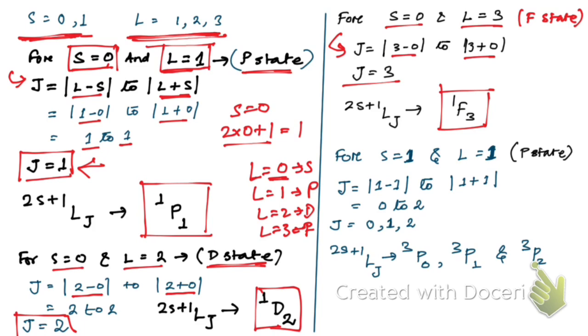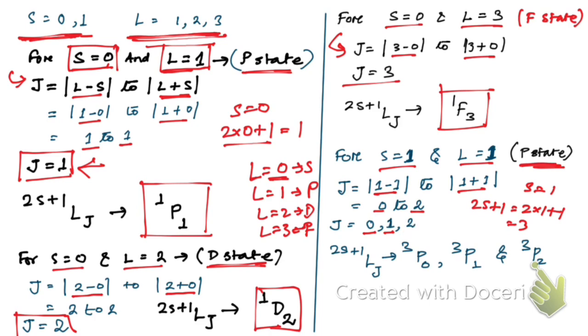So now let's take S is equal to 1 and L is equal to 1. L is equal to 1 means P state. When you have S is equal to 1, then multiplicity, that is 2S plus 1, is going to be 2 into 1 plus 1, which is equal to 3. So we are getting multiplicity 3, right? And value of J is 1 minus 1 to 1 plus 1, that is L minus S to L plus S. So here we are getting 0 and 1 plus 1 is 2, so that means 0, 1, 2. These three values are the values of J: 0, 1, 2.